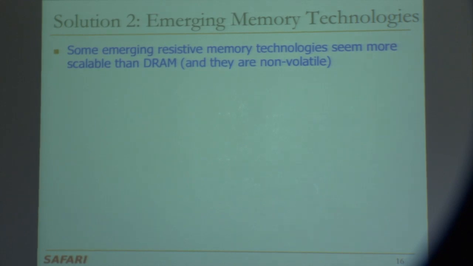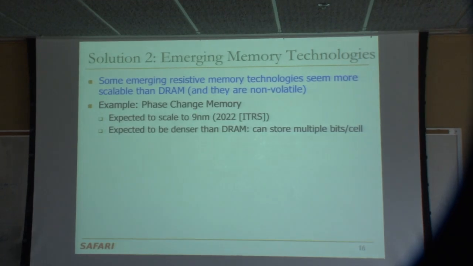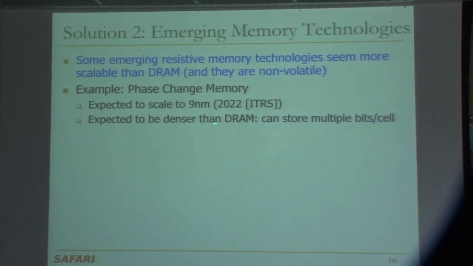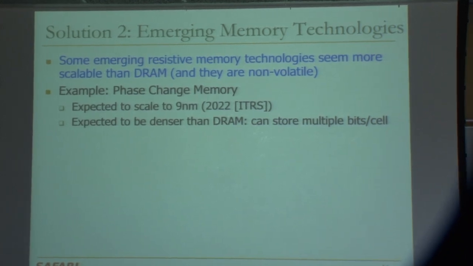Basically, there are some emerging memory technologies that we have today that seem more scalable than DRAM. And they also happen to be non-volatile. And we'll get to this. One example is phase change memory. And there are other examples like spin transfer torque magnetic memory, and RRAM, resistive memory, or memristors. And phase change memory is expected to scale to 9 nanometers, and this is old also. And it's expected to be denser than DRAM also, because it can store multiple bits per cell.